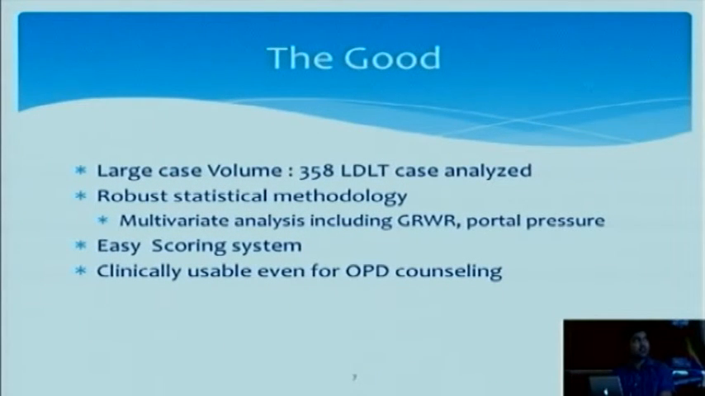The good things about the study: basically, it's a large volume study. Around 358 living donor liver transplant cases were analyzed. Robust statistical methodology was used. It's an easy scoring system. This scoring system, you and me, anyone can use. If a patient comes to the OPD, we can just calculate it, and it's very easily usable.